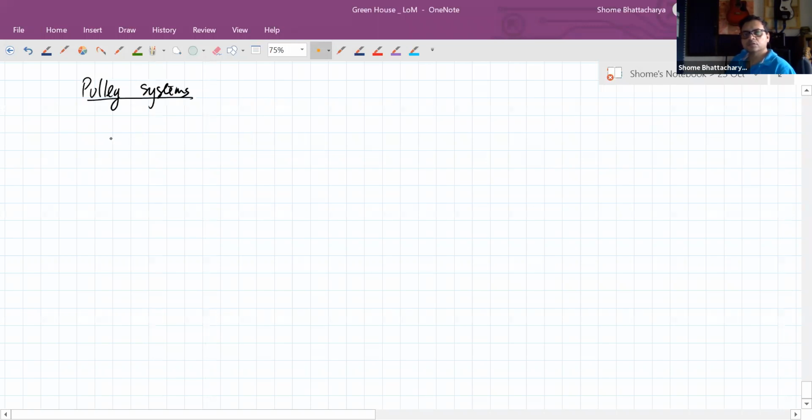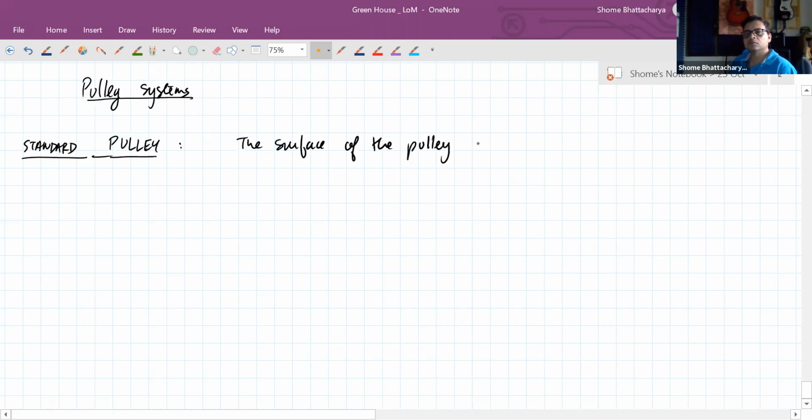So let's understand this. We will take a standard type of pulley here in this chapter. A standard pulley will be one which has these properties. The surface of the pulley is smooth, frictionless, or what we call smooth.